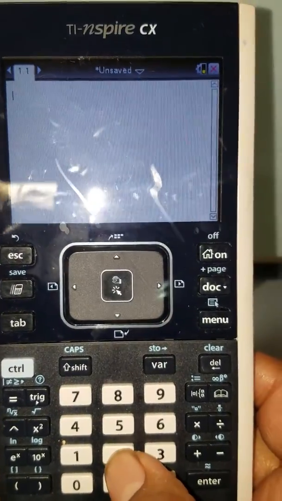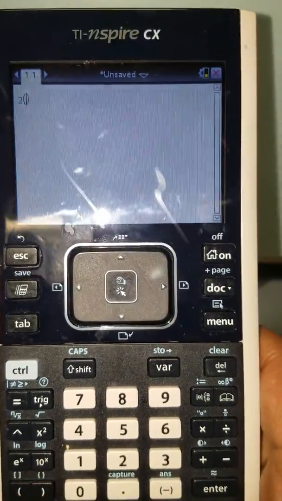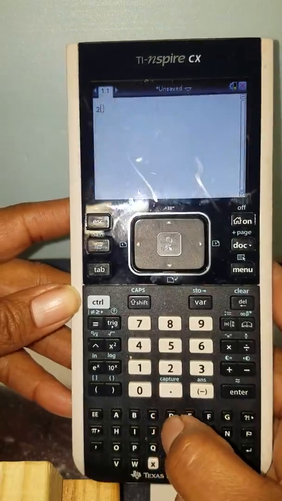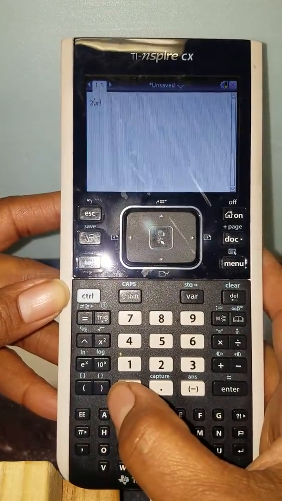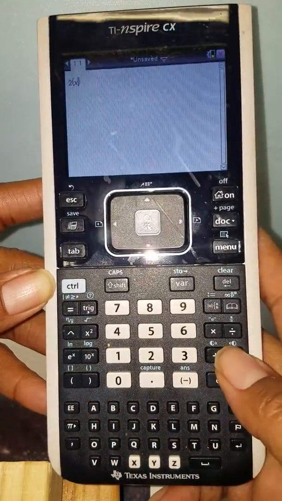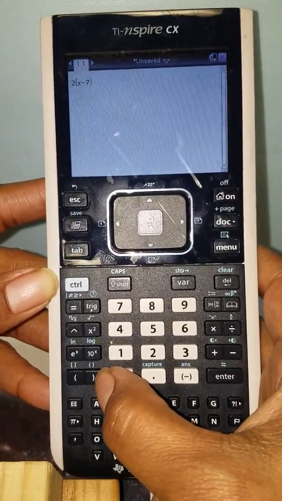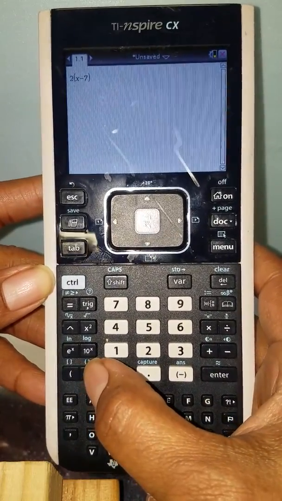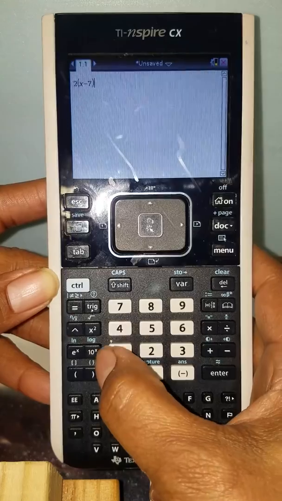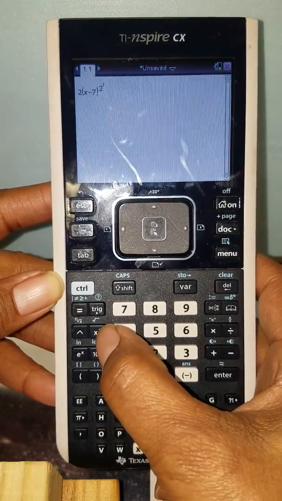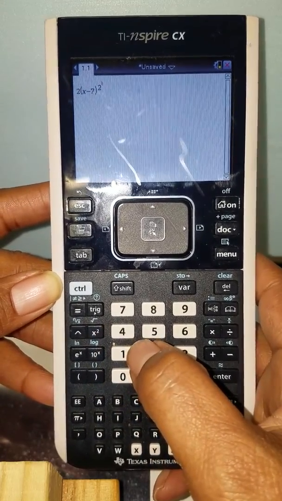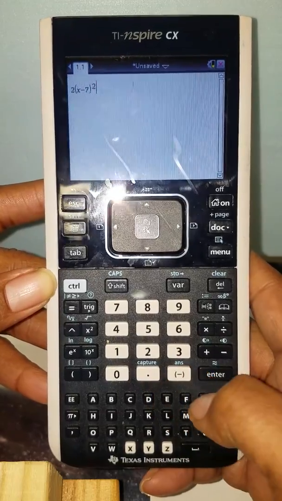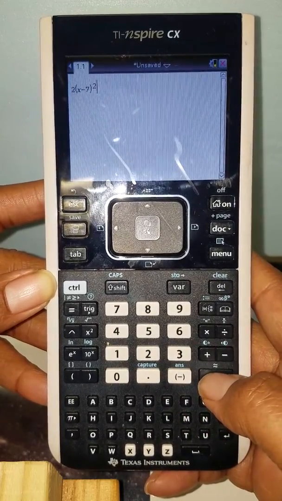So first we're going to say 2 times x minus 7. And x minus 7 inside the parentheses is a linear expression. But we're going to square that linear expression, which means x minus 7 times x minus 7. And we're going to just press enter.